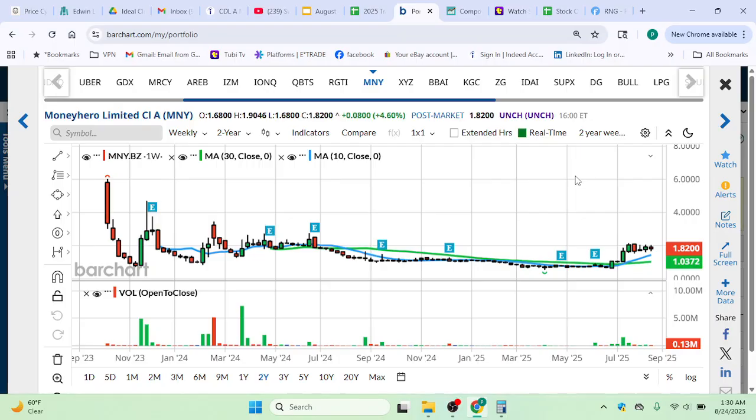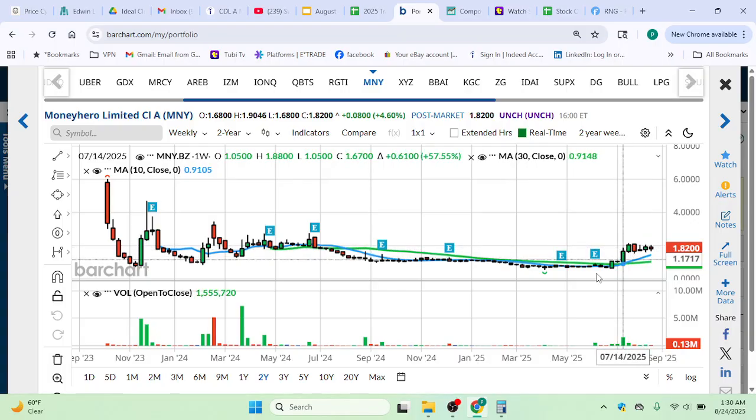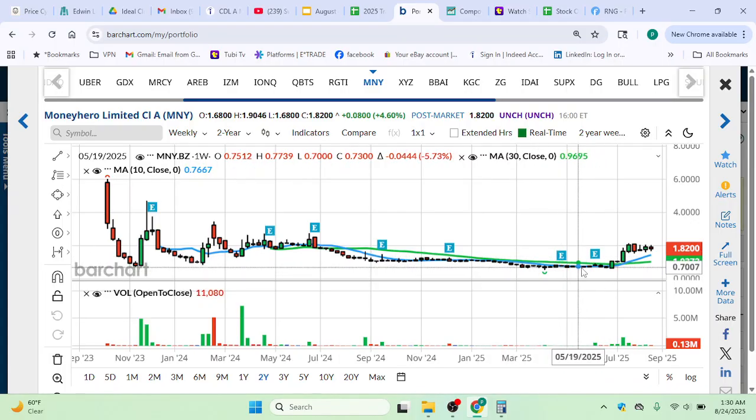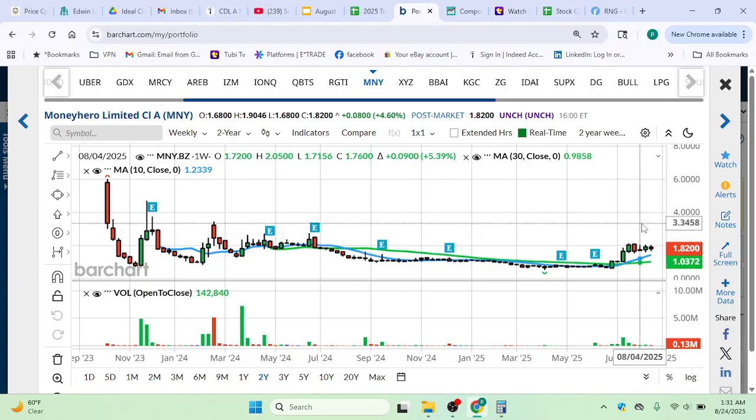This is one I like, Money Hero. Had an IPO back in 2023, sold off. Went to stage one, has recently kind of moved up. So we have this low level, this bottoming area, and then it moved up to a new level. So I like this going forward. Money Hero Limited, symbol MNY.